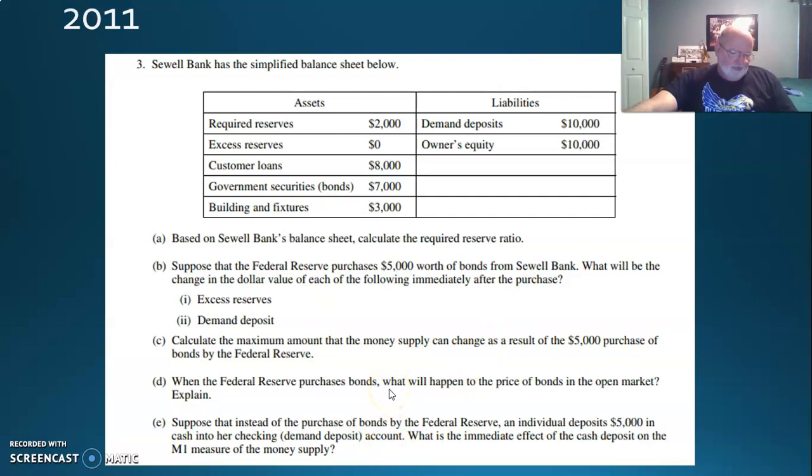Calculate the maximum amount that the money supply can change as a result of the $5,000 purchase of bonds. So we now know, it doesn't tell you what the reserve ratio is, but the reserve ratio is 20%. So 1 divided by 0.2 is 5. And so the maximum amount the money supply can change is 5,000 times 5. And the answer is it goes up $25,000. About to run out of time here. When the Federal Reserve purchases bonds, what will happen to the price of bonds in the open market? I'm actually going to have to pause this and go into the third video because I do not want to give you a rushed answer here.